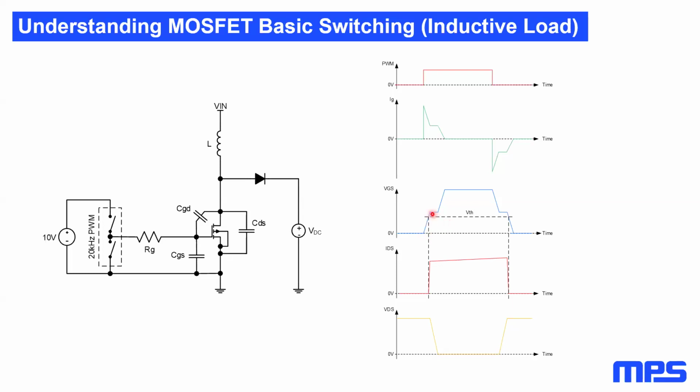Once the gate is charged to the threshold, the MOSFET is ready to carry current. In the second interval, the gate is rising from the threshold voltage to the Miller plateau level.